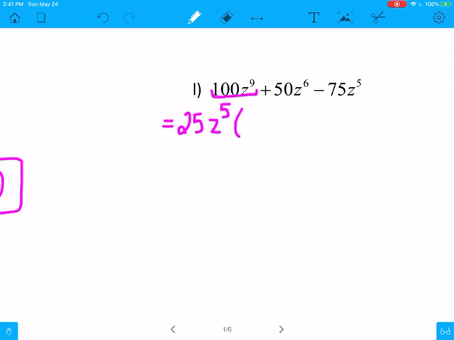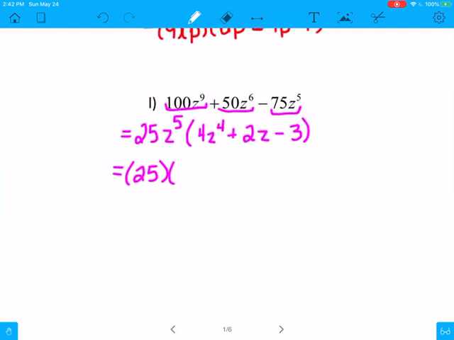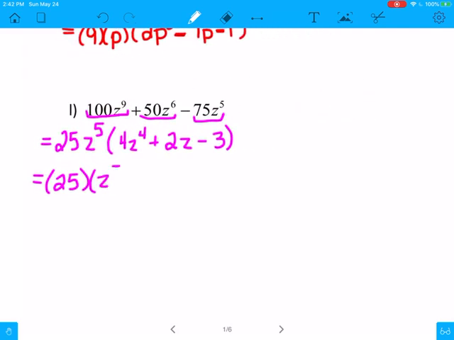If I take 25z to the 5 out of 100z to the 9, I'm left with 4z to the 4. Plus 50 divided by 25 is 2. Z to the 6 divided by z to the 5 is z. Minus 75 divided by 25 is 3. Z to the 5 divided by z to the 5 is 1. And I can rewrite it with the 25 and the z to the 5 in their own brackets because they're attached by a multiplication sign. And then the 4z to the 4 plus 2z minus 3 is as good as it gets.